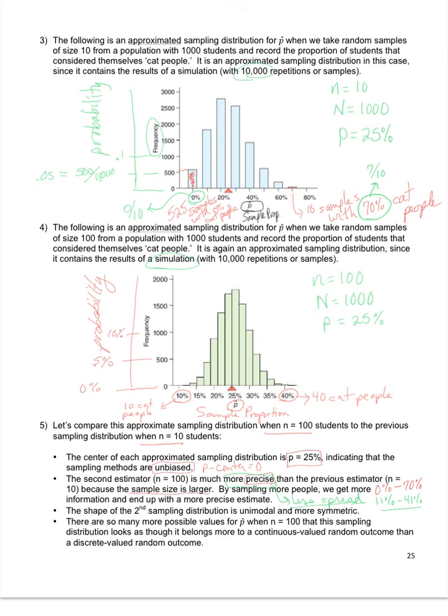In fact, if you look at the first distribution, there's a little bit more skewness to the right. And lastly, there are so many more possible values for p hat when n equal to 100 that the sampling distribution looks as though it belongs more to a continuous valued random outcome rather than a discrete valued random outcome. So the first one, if we go back up here, looks more discrete. This one looks like it might be more continuous. There are so many more values of p hat. It's beginning to look like a continuous valued random outcome.